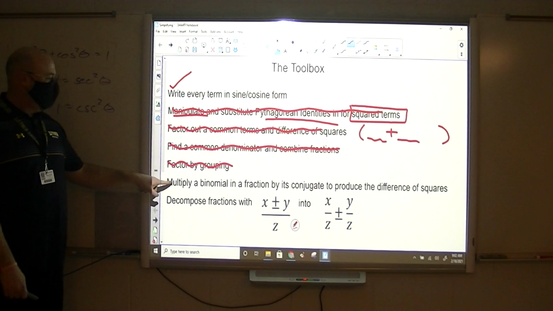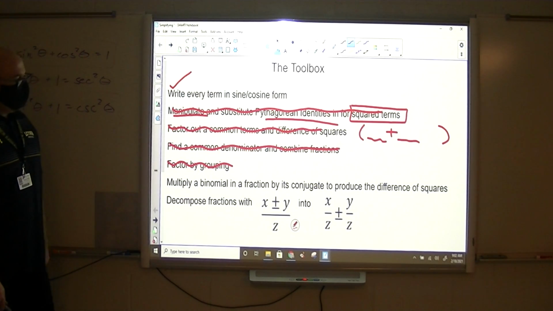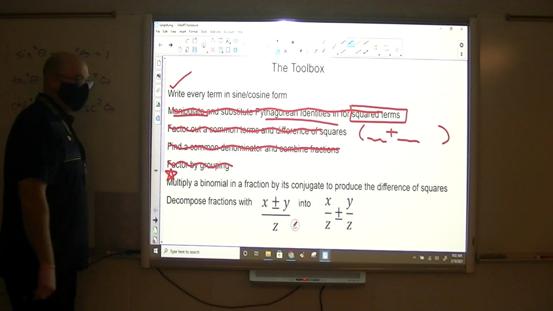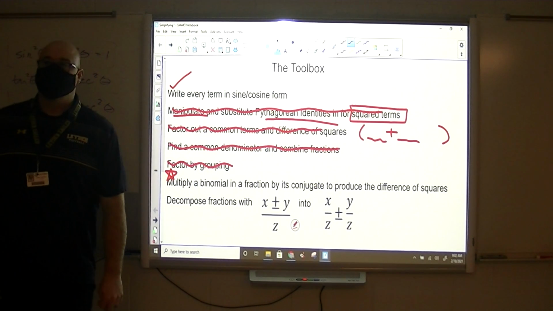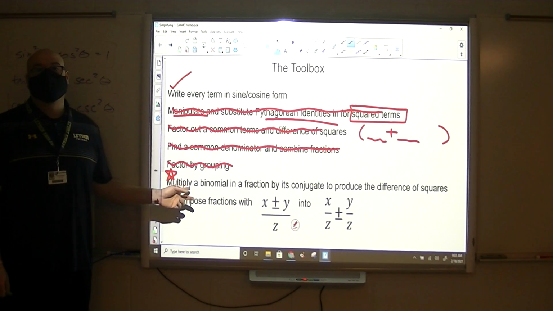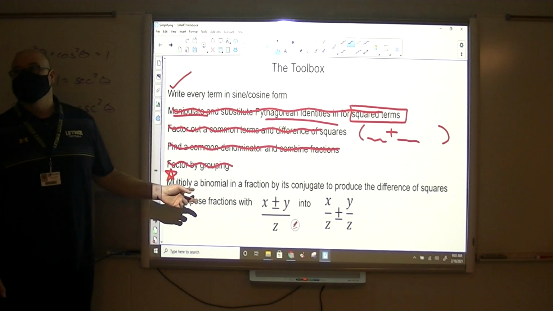Okay? Multiply a binomial in a fraction by its conjugate. This one, I'm not going to lie, very rare. Very rare. It'll come up when you least expect it. We're not going to get to this tool for a while. You can kind of ignore that one for now.